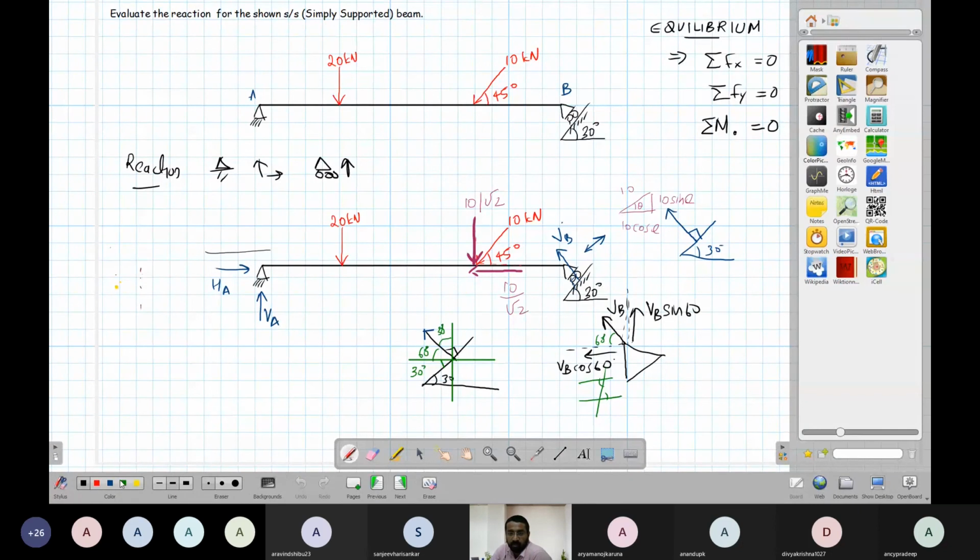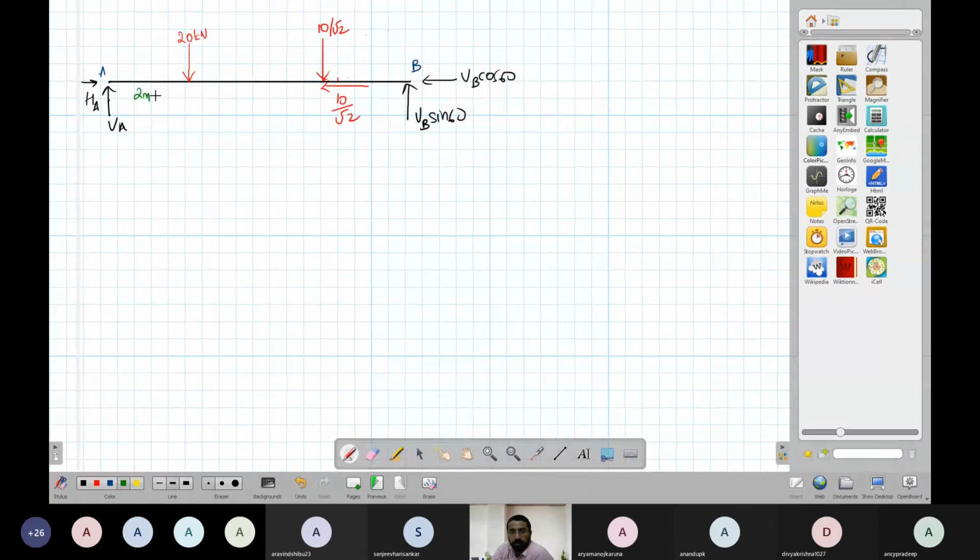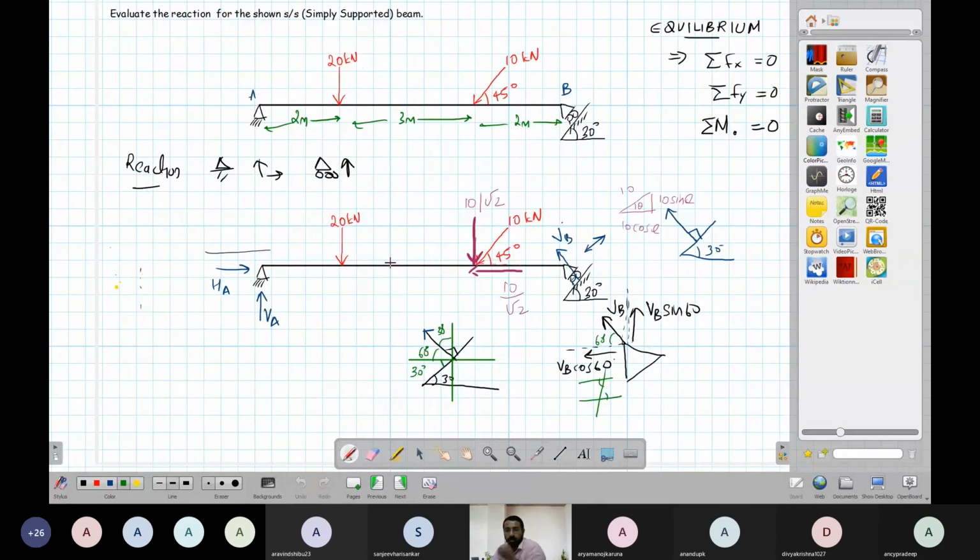Okay, now I forgot to give distances, so let's take some random distances. 2 meters. So this is 3 meters. This is 2 meters. 2, 3, 2. Okay, 2 meters, 3 meters, 2 meters. Right. Okay, so I hope this is clear. I hope there is no doubt. Doubts on that, you can unmute yourself and ask.